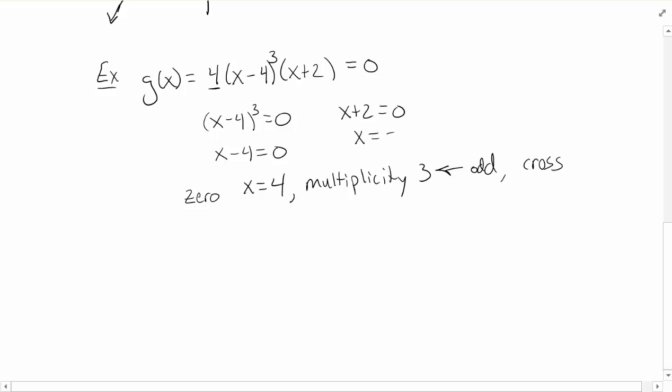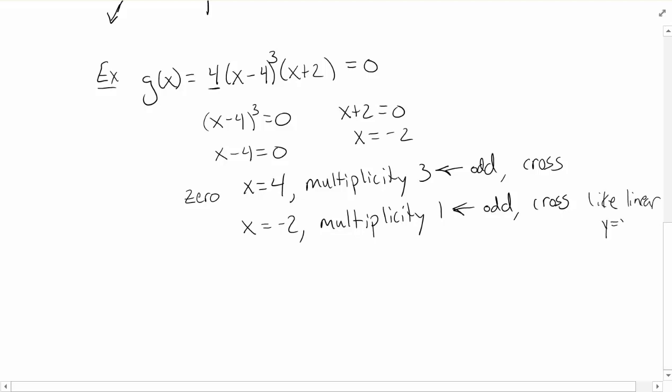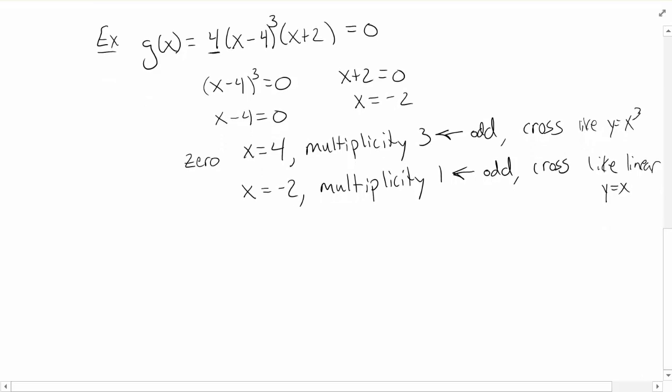The other one, I get x is equal to negative 2, so x is equal to negative 2 is another 0, and it's a multiplicity 1 because I have only one factor of x plus 2. 1 is also odd, so I'm going to cross the x-axis there as well. The only difference between how I cross these is for multiplicity 1, I'm going to cross like a linear, as in I'm going to cross like a y is equal to x. And this multiplicity 3 one I'm going to cross, but I'm going to cross it like y is equal to x cubed. It's a subtle thing to incorporate that into your graph, but it is how it behaves, so it's nice to be accurate that way.